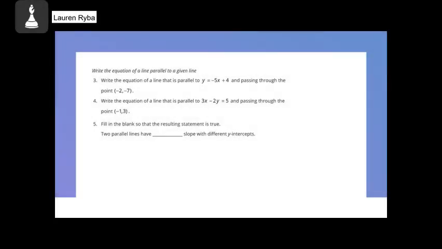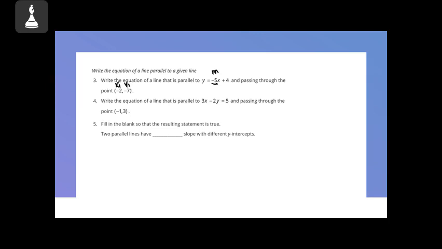The very last thing we are going to do is write parallel and perpendicular equations. Question 3 says to write the equation of the line parallel to y equals negative 5x plus 4 passing through the point negative 2, negative 7. As long as we have our parallel, we have our slope. So our slope is negative 5, and our point, our x1, y1, are negative 2, negative 7.